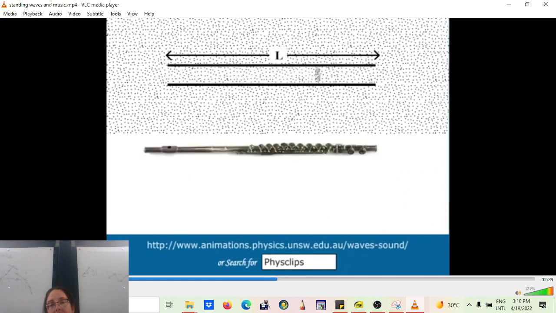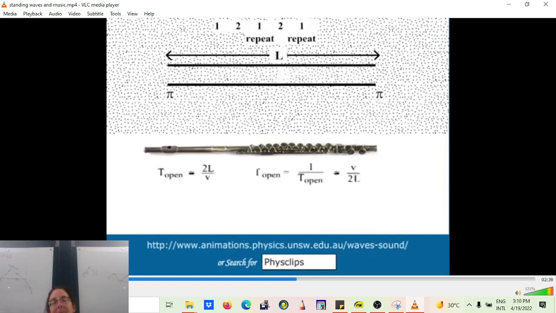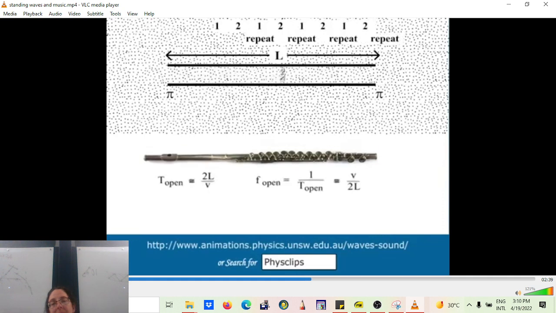The flute has two open ends and is roughly cylindrical. So we expect the lowest note to have a period of twice the length divided by the speed of sound, and the reciprocal of that gives the frequency.